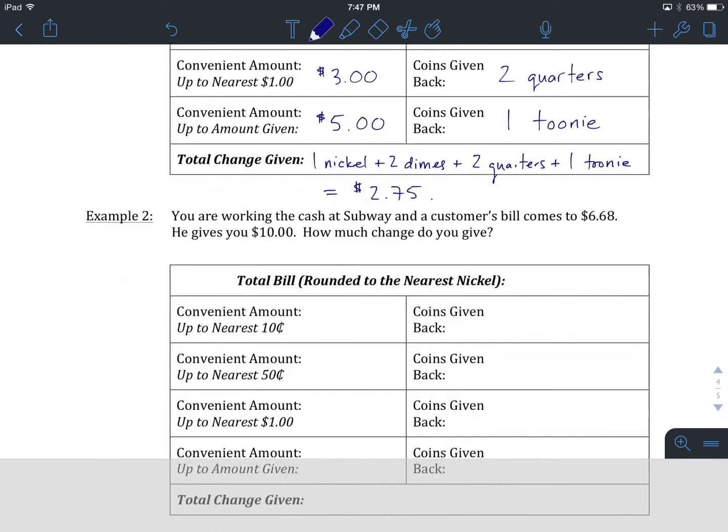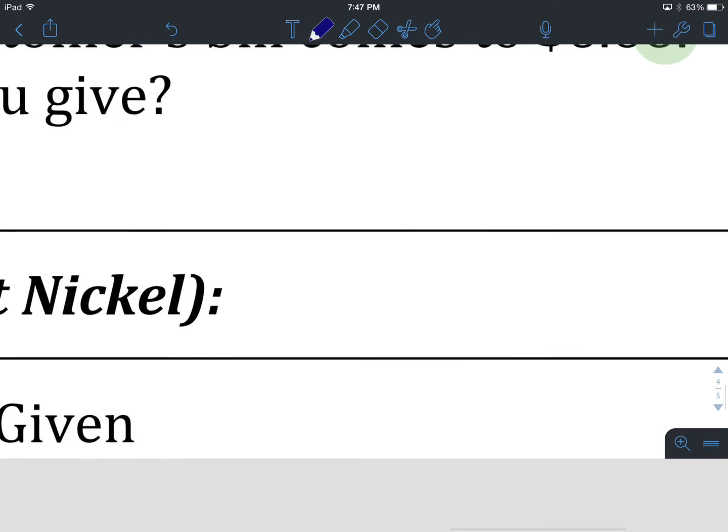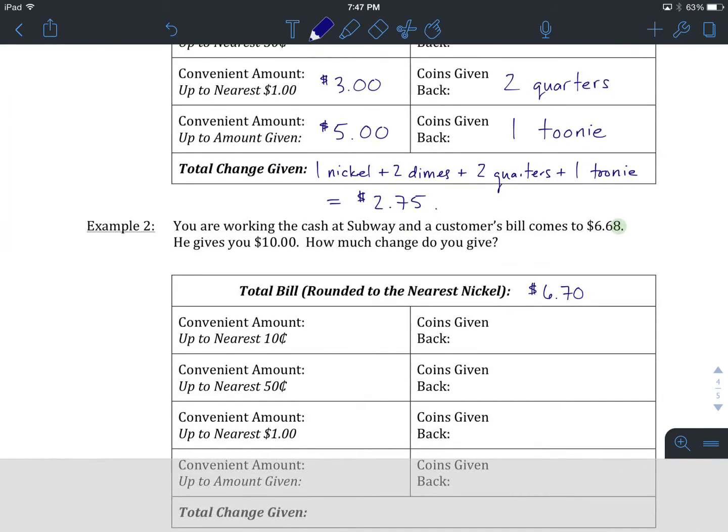Okay, you're back. Let's have a look. We take $6.68. There's our 100th spot. The 8 is going to round us up, so the nearest nickel rounding is going to give us a total bill of $6.70. The next step is to round it up to the nearest 10-cent mark.